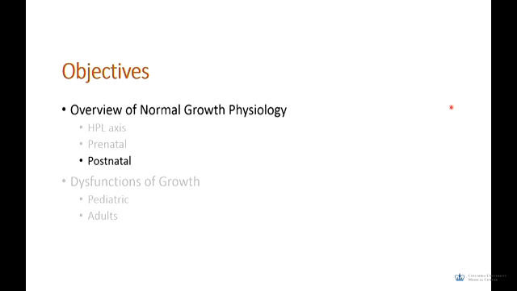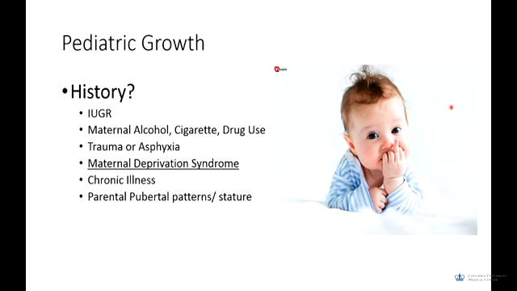All right, so let's talk about postnatal growth. Now, there are 3 things you really want to consider when you're determining how well postnatal growth is going. First is history. You want to know whether or not the mom was smoking or drinking during the pregnancy. You want to know about IUGR. You can do that through ultrasound and things of that nature.